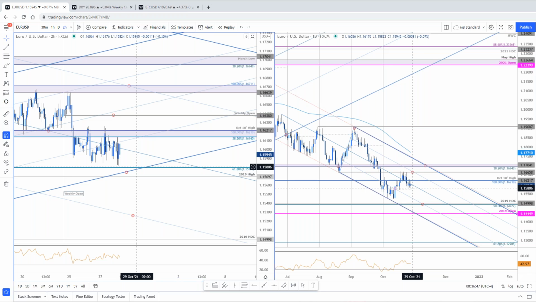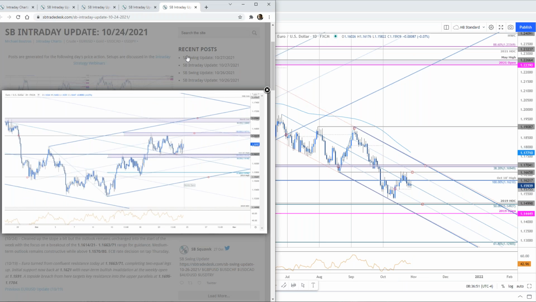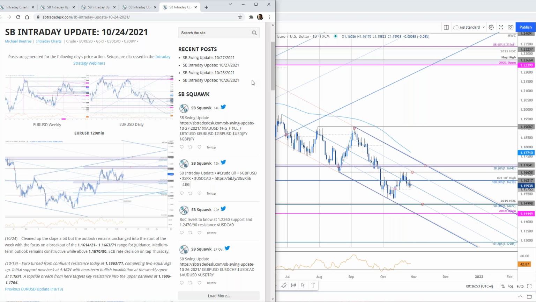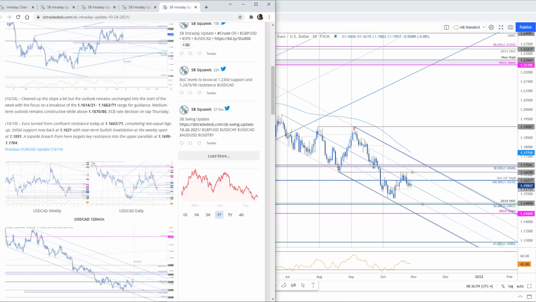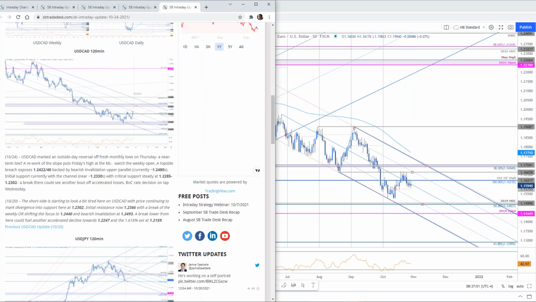I do want to, where was that last euro? Okay, I do want to go over number 2 from this update, which was dollar yen. And this one's been another stellar player. I got a more recent update than this CAD, which we'll go over.